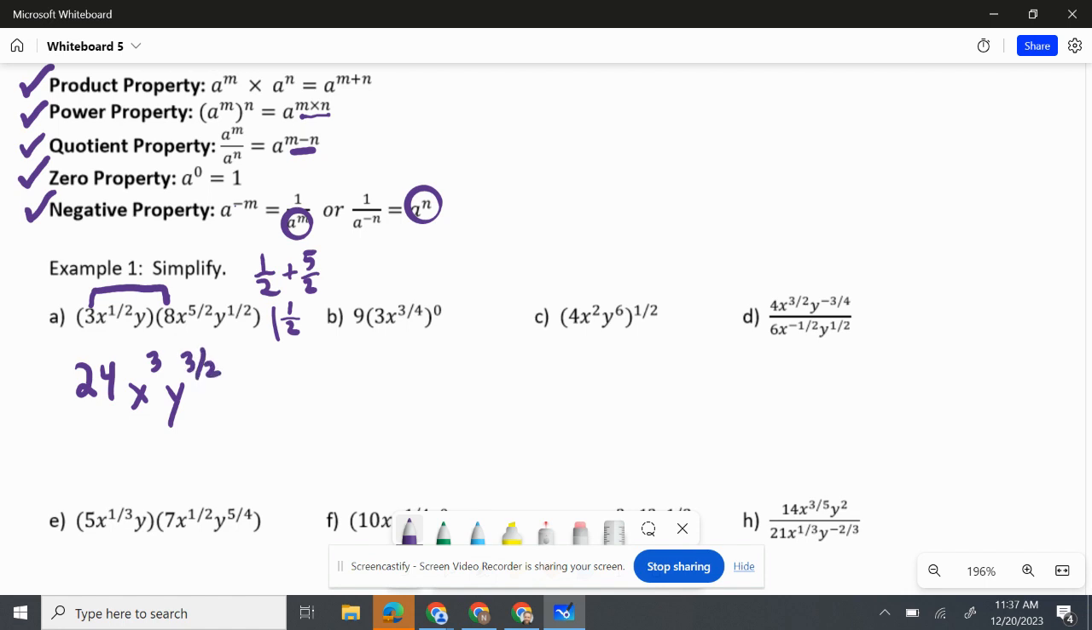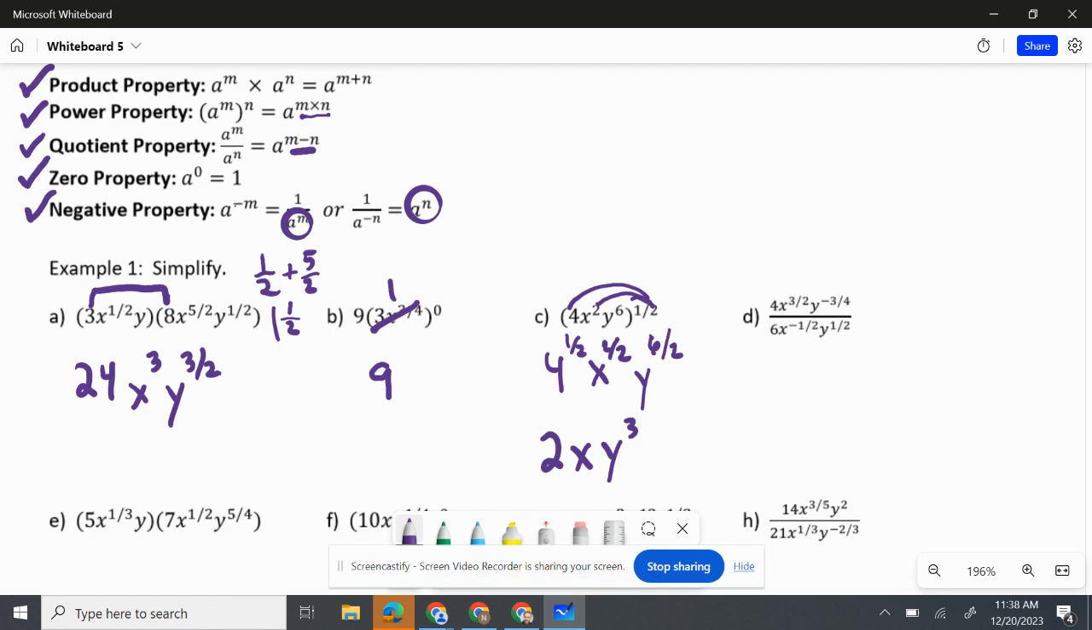For letter B, anything to the 0 power is 1. 9 times 1 is 9. Here we're going to distribute the 1/2 to each of the terms. And so we have 4 to the 1/2, x to the 2/2, and y to the 6/2. 4 to the 1/2 would be like the square root of 4, which is 2. 2/2 would, of course, be x, and 6/2 would be y to the 3rd.